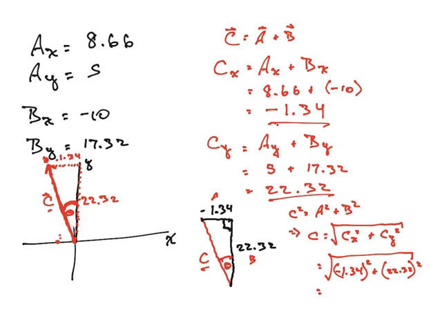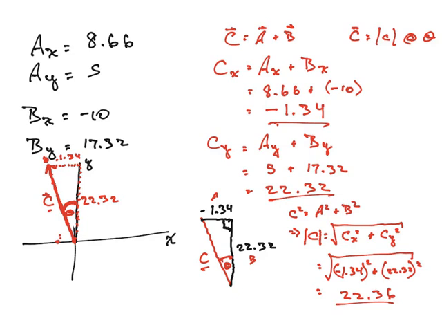And now I stick this in my calculator. And when I do that, I get 22.36. What is this? This is the magnitude. That's half my answer. Remember, what I want is magnitude. The C vector is the magnitude of C and the direction. I now have the magnitude. How do I get the direction? How do I find this theta?